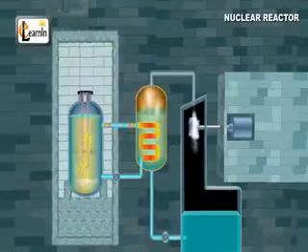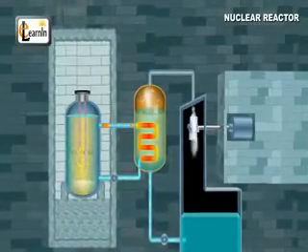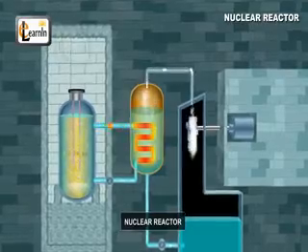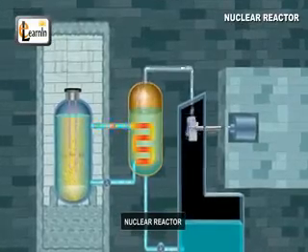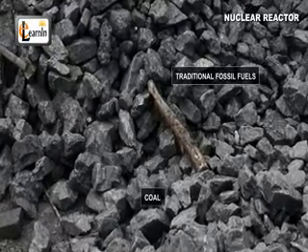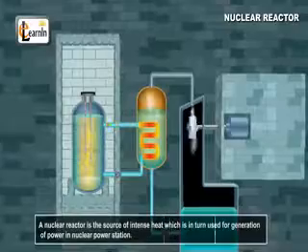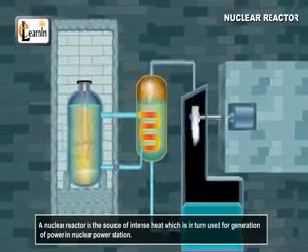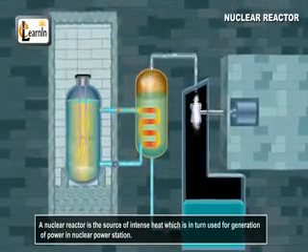In this video, we're going to learn about the nuclear reactor. Nuclear reactors are the modern-day devices extensively used for power generation, as the traditional fossil fuels, like coal, are at the brink of extinction. A nuclear reactor is the source of intense heat, which is in turn used for generation of power in nuclear power stations.